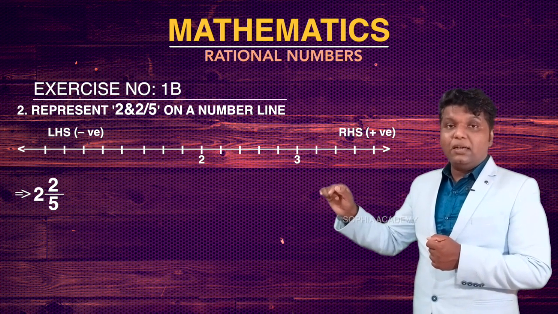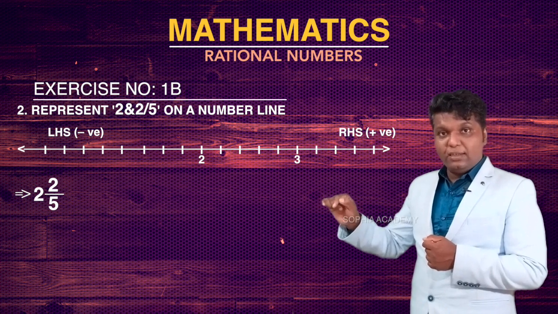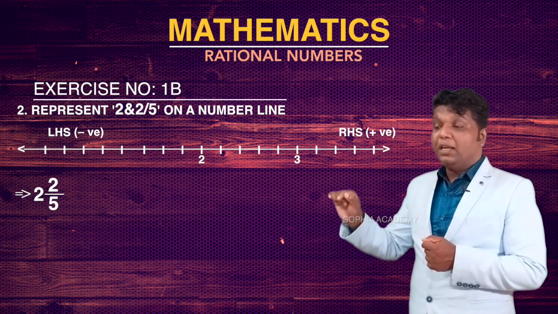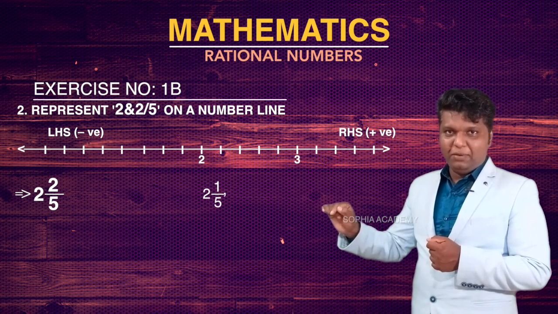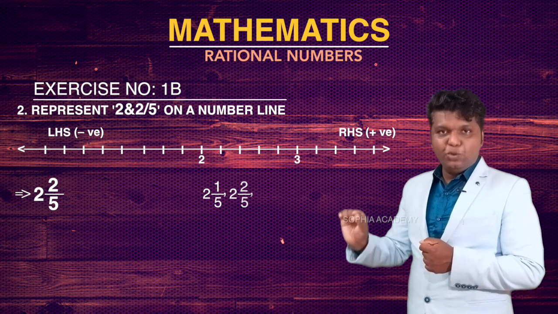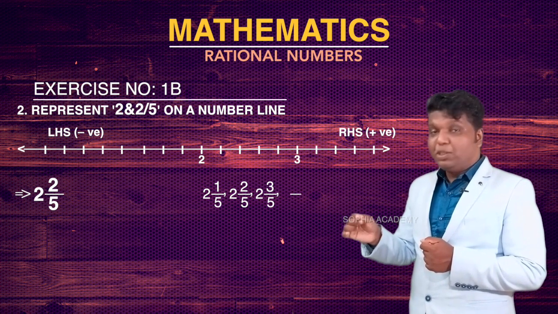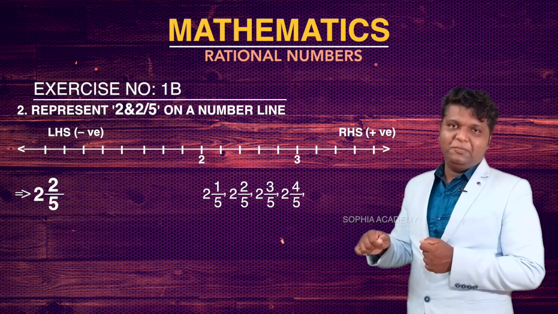Okay, now what is the next point which lies very near to 2? After 2, you can see the first point will be 2 and 1 by 5. The next one will be 2 and 2 by 5. The next one will be 2 and 3 by 5. The next one will be 2 and 4 by 5.